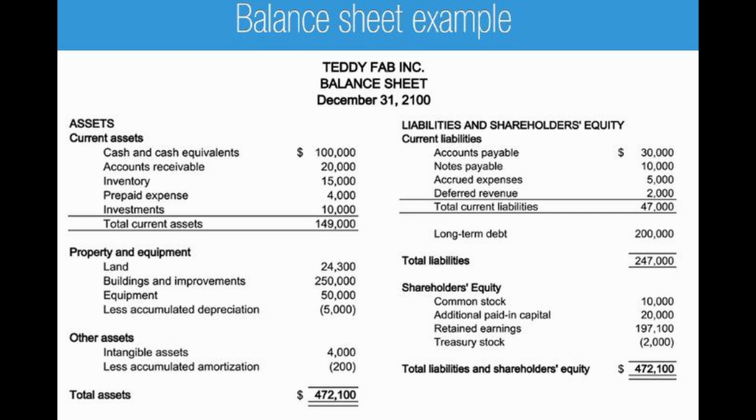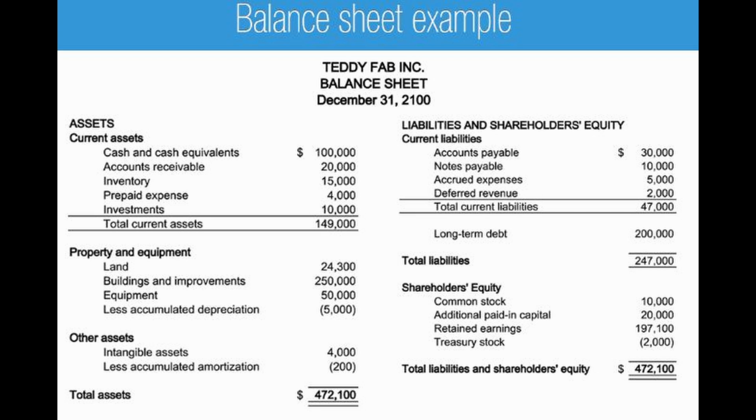Accrued expenses, those are payroll, taxes, or interest that's already been incurred but not yet paid. Deferred revenue, that's money received in advance for products or services not yet delivered. Then you have your long-term debt. That's actually the current portion of long-term debt, the part of a long-term loan due within the next 12 months. Add them all together to get total current liabilities.